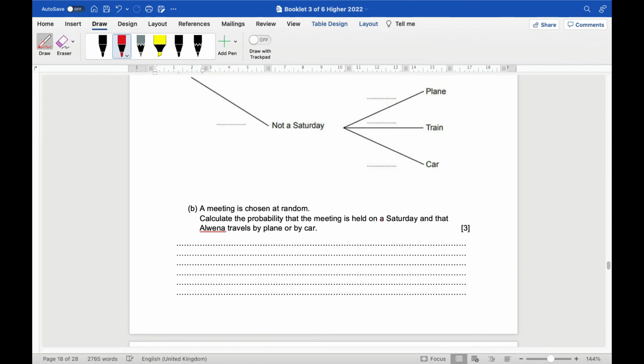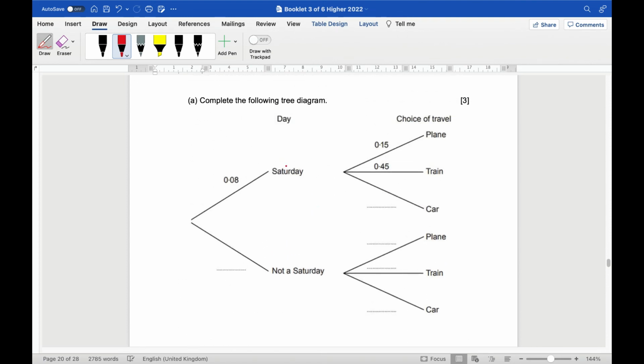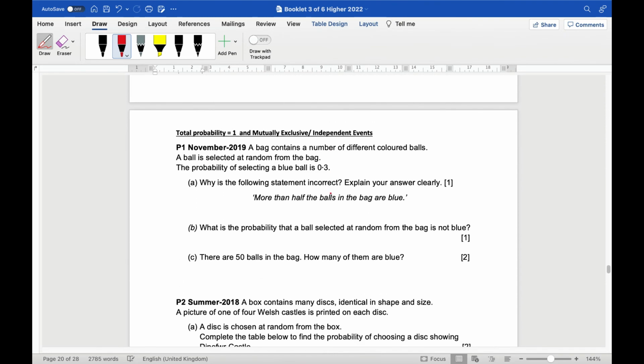Alright, calculate the probability that the meeting is held on a Saturday and that Alwina travels by plane or by car. So that's Saturday with plane, Saturday with car, work them both out, add them together. On to the next section, okay?